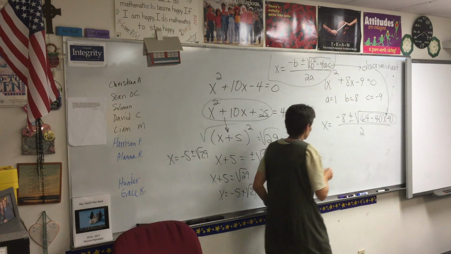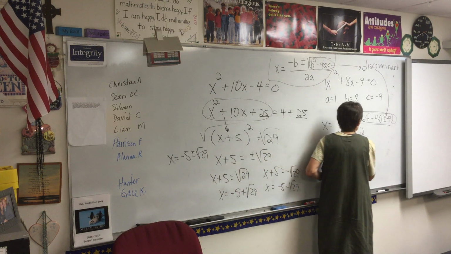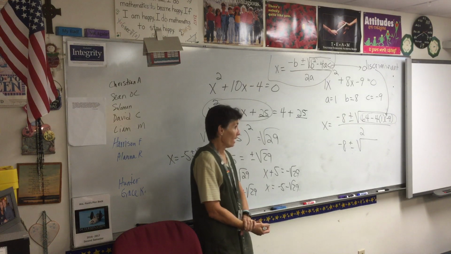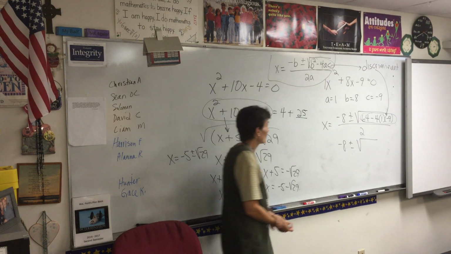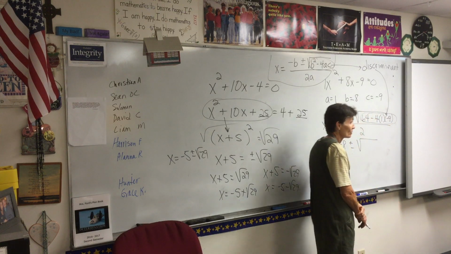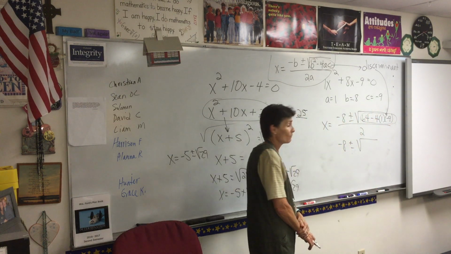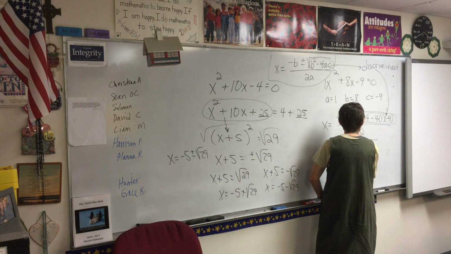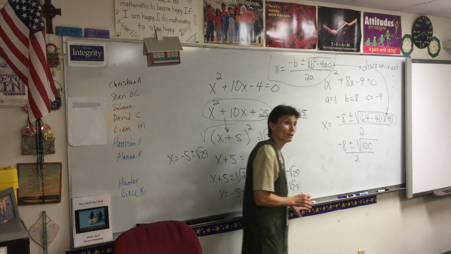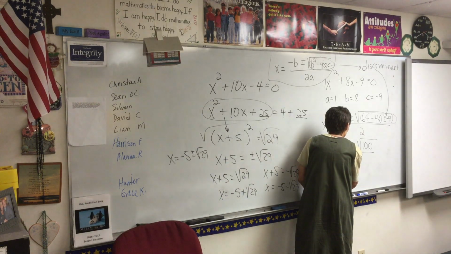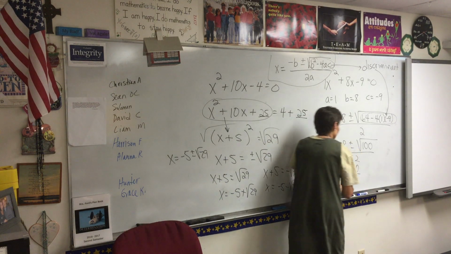So what is our discriminant? We have negative 8 plus or minus the square root of what? What does all that work out to be? 100. And it's 100 because you have a negative times a negative, so that makes a positive 36. 64 and 36 is 100. Well, that's a nice number to have under the square root. Negative 8 plus or minus 10.